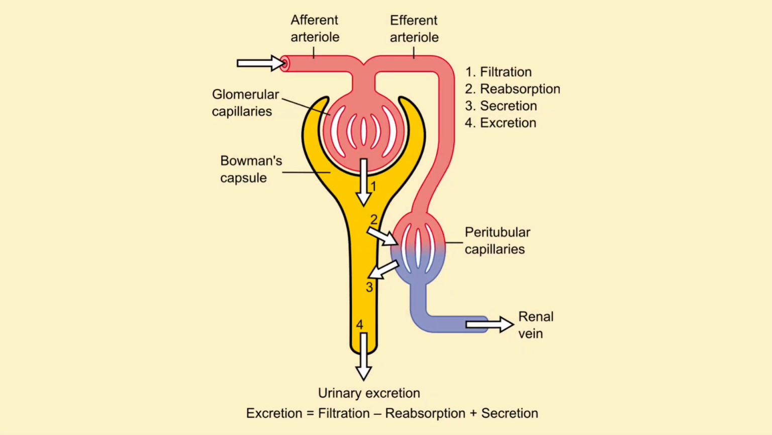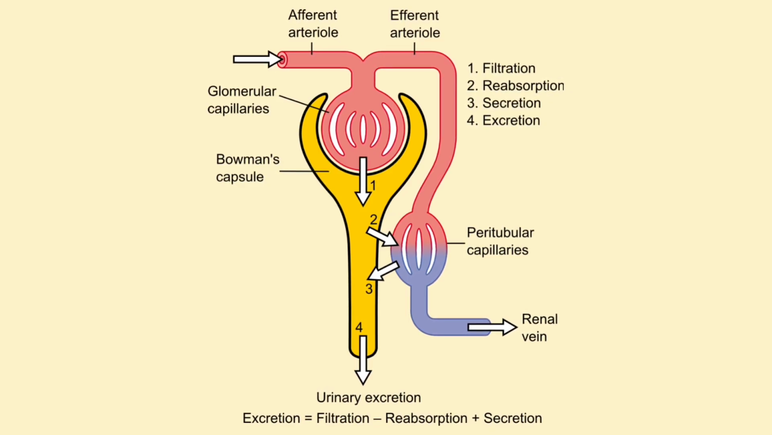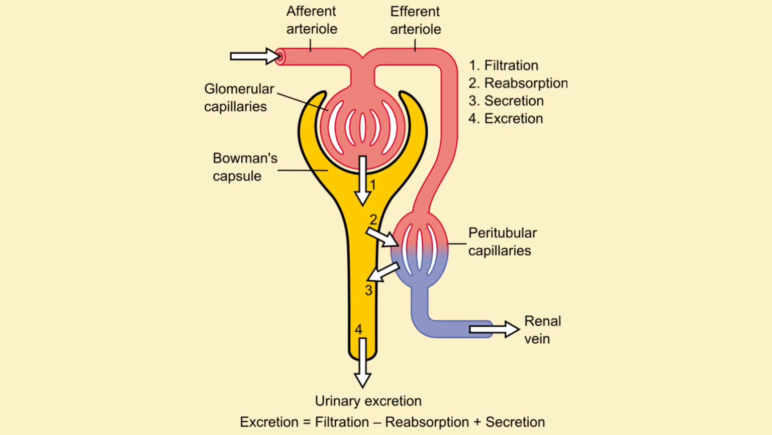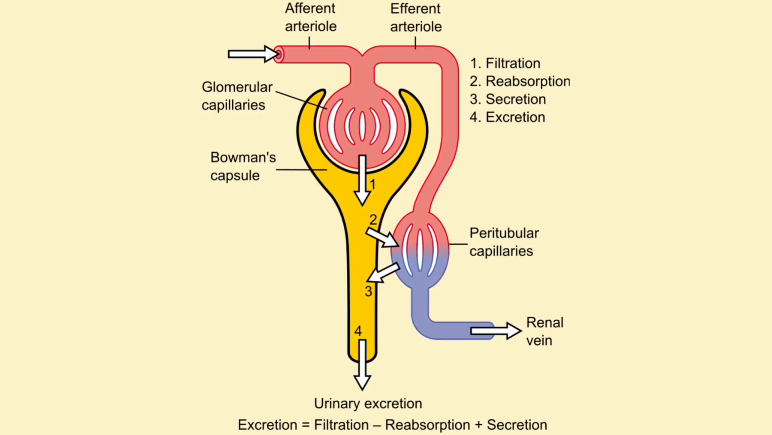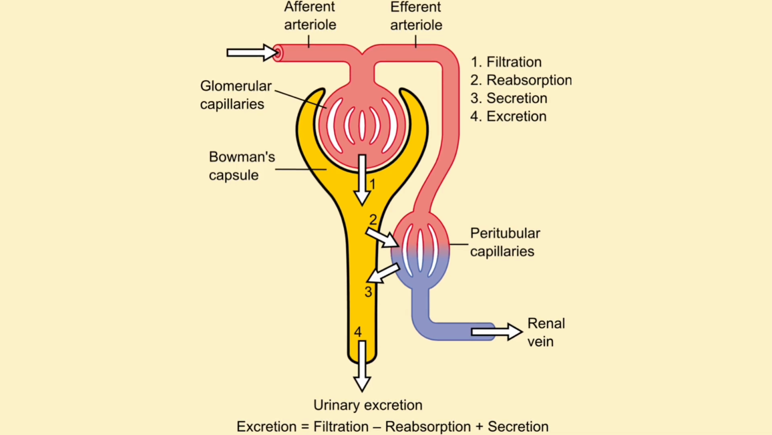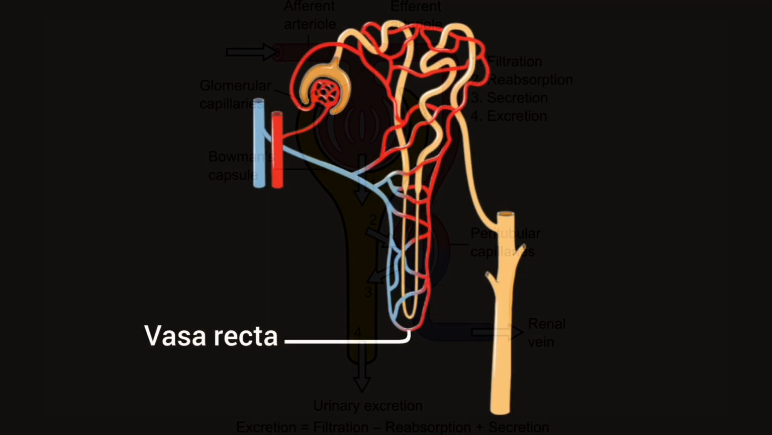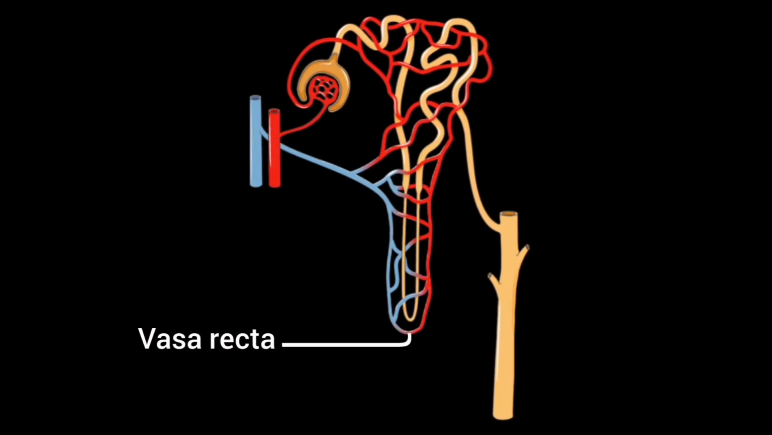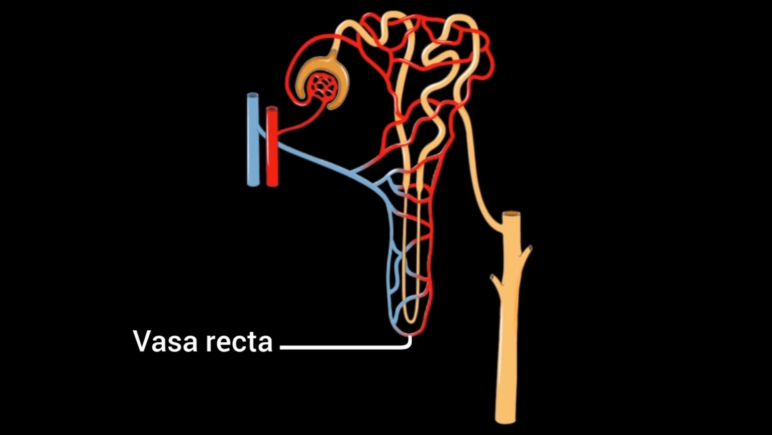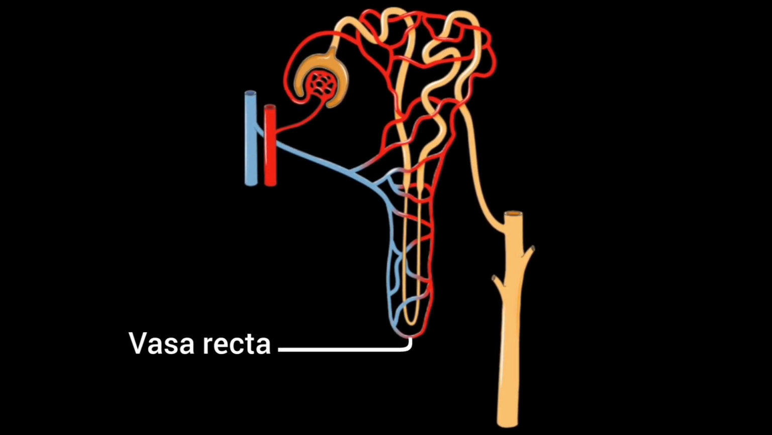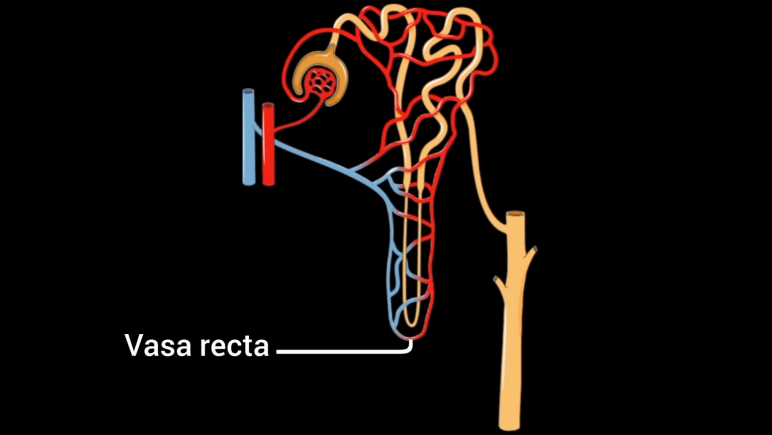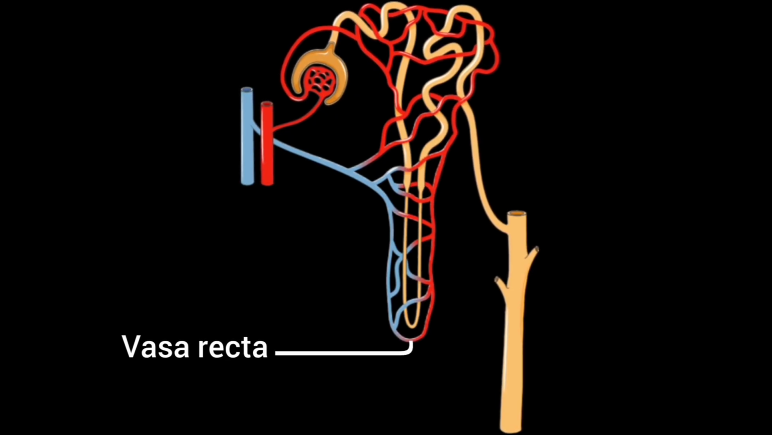The efferent arteriole emerging from the glomerulus forms a fine capillary network around the renal tubule called peritubular capillaries. A minute vessel of this network runs parallel to the loop of Henle, forming a U-shaped vasa recta. Vasa recta is absent or highly reduced in cortical nephrons.